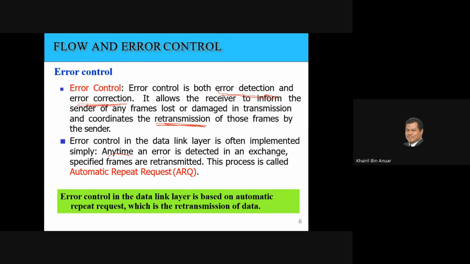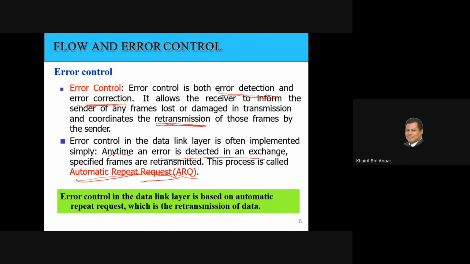Anytime an error is detected in an exchange, a specified frame is retransmitted, and this process is called automatic repeat request. Okay, so ARQ is automatic repeat request. The one that we do in our lab is different. That one is ARP, for mapping between your IP address and your MAC address. This is different, so don't mix them up.